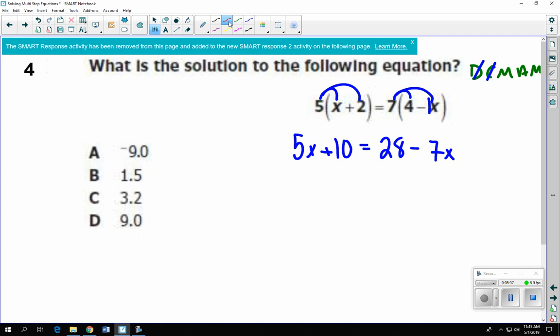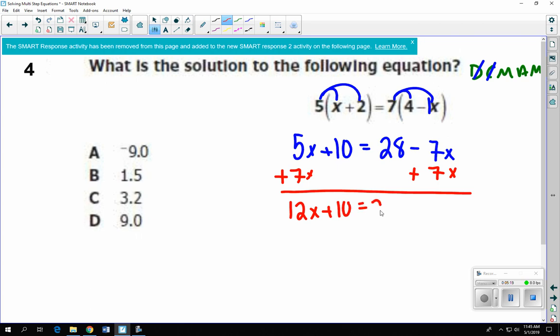I want to try and keep my x positive as much as I can, so I am going to go ahead and add 7x. I'm going to have 12x plus 10 is equal to 28. And then I am going to subtract 10 to isolate that variable by itself. 12x is equal to 18.